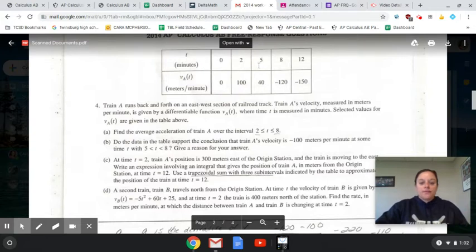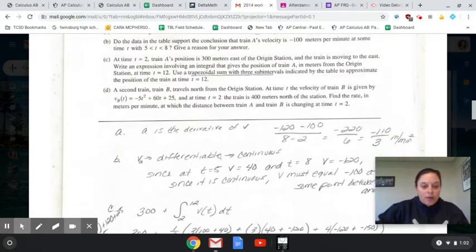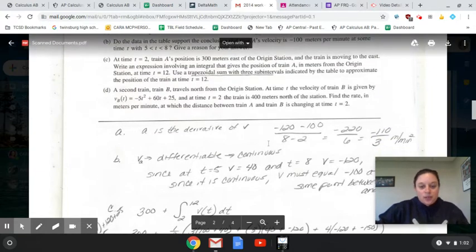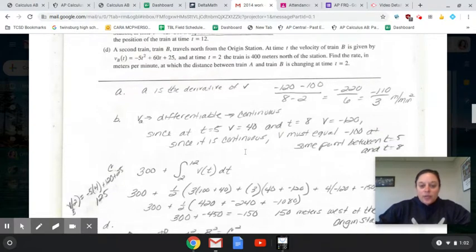So if you look at from 5 to 8, from 5 it has a velocity of 40, and at 8 it has a velocity of negative 120. Since it's continuous, somewhere between 5 and 8, it has to hit negative 100 because negative 100 falls between 40 and negative 120. So I'll show you how I wrote it. I wrote differentiable means continuous. This is just my quick abbreviation. And then I stated in words what I just said to you guys.